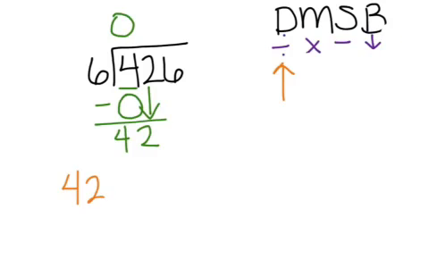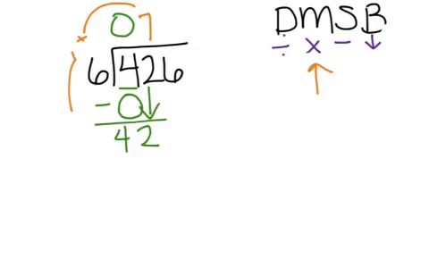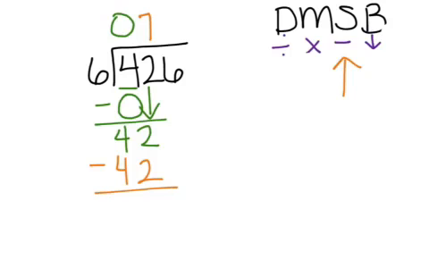How many groups of 6 can fit into 42, or 42 divided by 6 equals? Well, I remember my facts that 6 times 7 equals 42, so I put a 7 right above my 2. Next, I multiply. 7 times 6 equals 42. Now I subtract. 42 minus 42 equals 0.